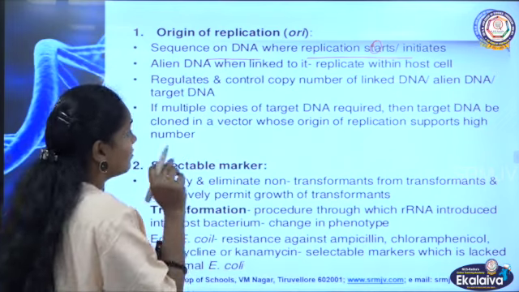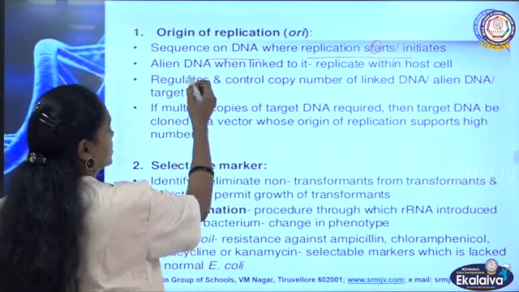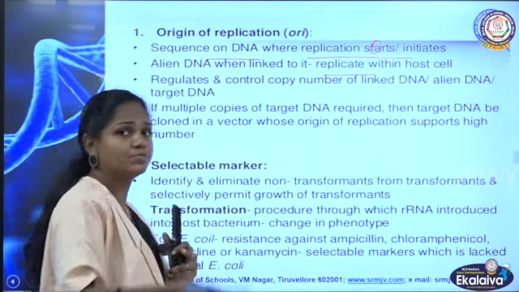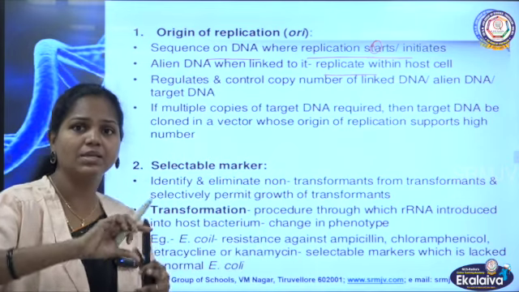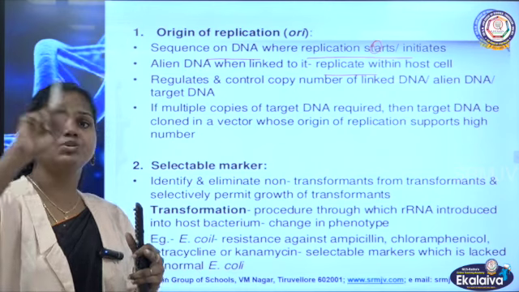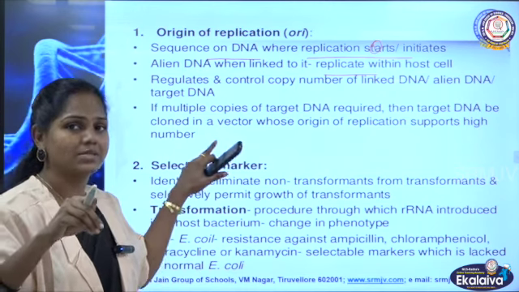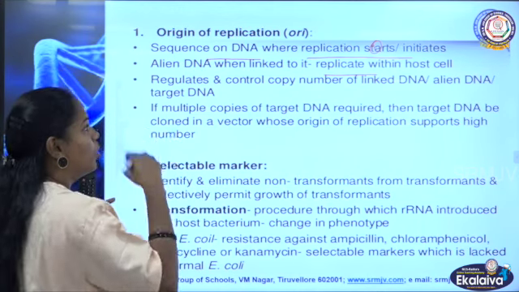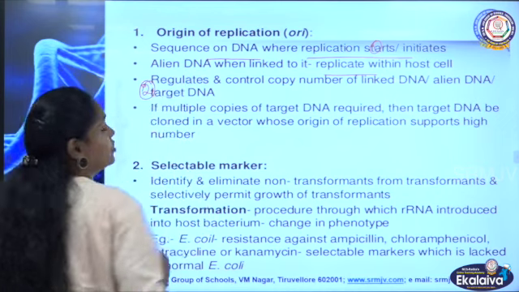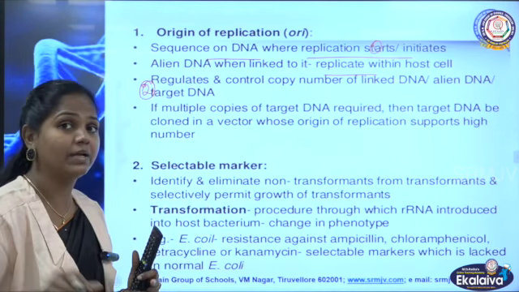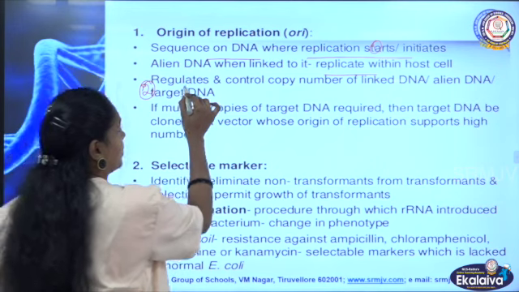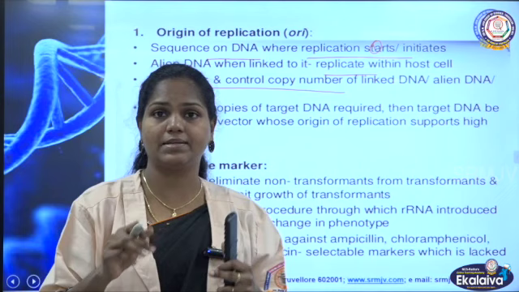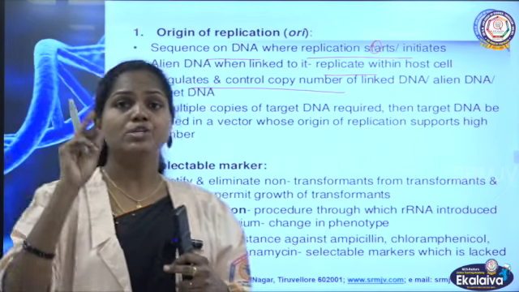And it has another important work. The alien DNA, when it is linked to it, will replicate within the host cell. So you are going to insert your gene into this plasmid, so that the gene also replicates along with the plasmid DNA. And what is the second function of this segment of the plasmid? It regulates and controls the copy number of a linked DNA, that is our foreign gene. So two main functions.